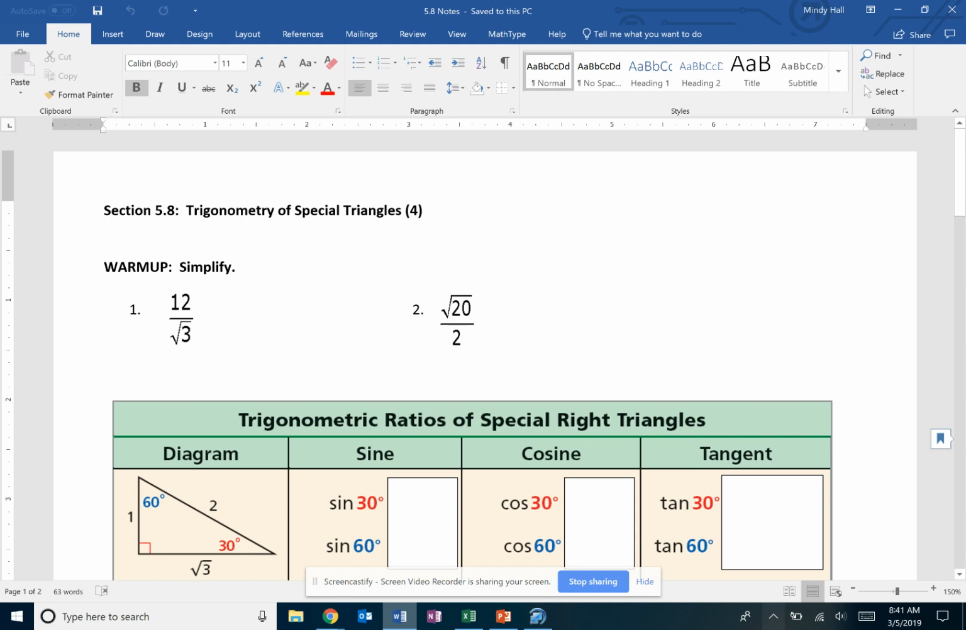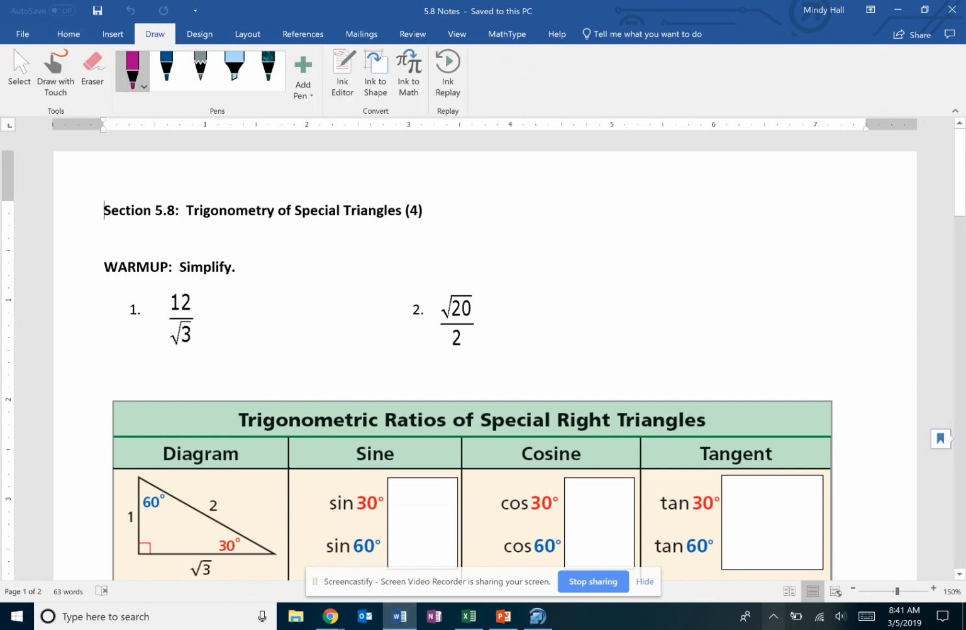All right, so we're going to be doing trig with special right triangles today. So our warm-up is just a reminder of what to do with some radicals.